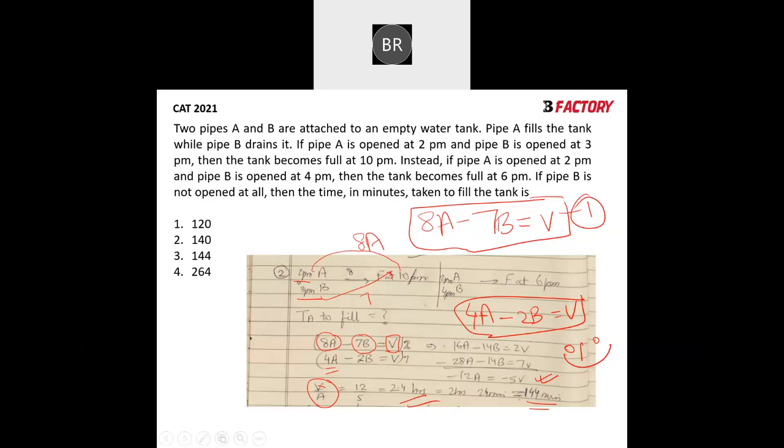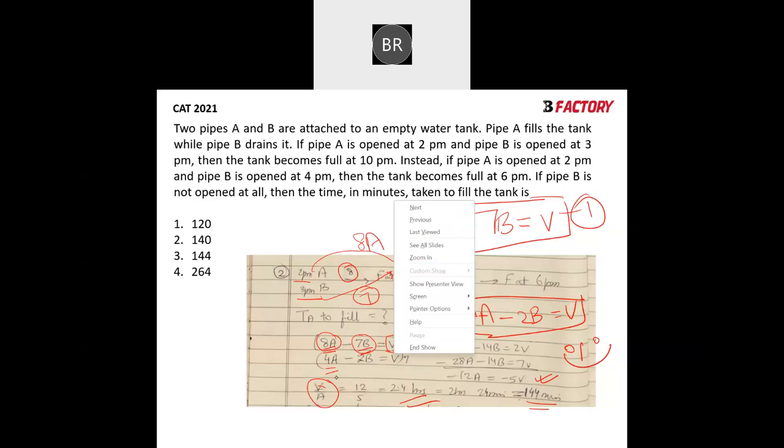Look at this. 2 p.m. start kiye, 8 p.m. 8 hours chalaye to, aur 3 p.m. se exit wala on kiye, 7 hours chala. So 8 times fill minus 7 times empty is the volume of the tank. Next, agar 2 p.m. chalu kiye aur 4 p.m. exit wala chalu kiye to 6 p.m. bhara. So 4a minus 2b is volume of the tank.